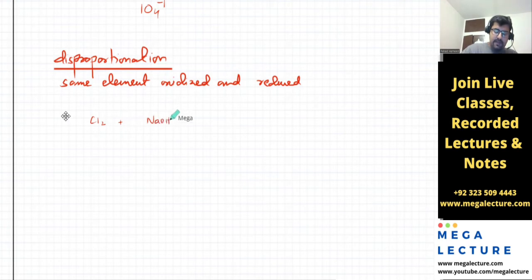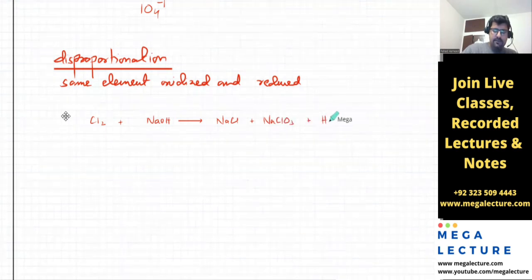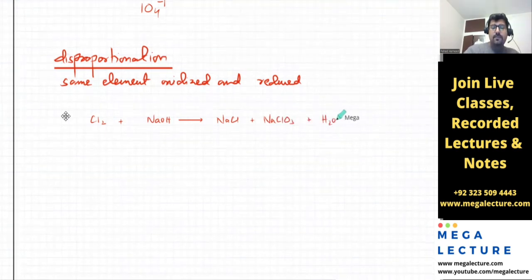this is the reaction with hot concentrated NaOH. So NaCl is formed, NaClO3 is formed, plus H2O. So I want to balance this equation.